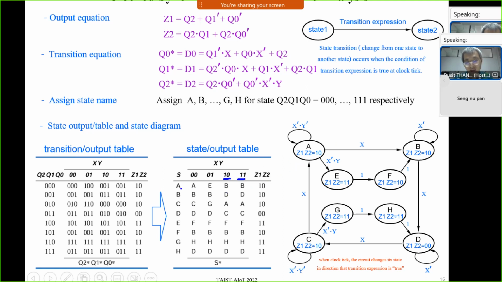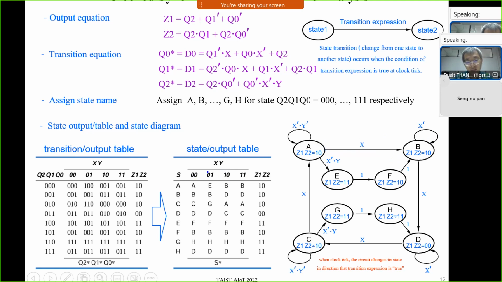For example, from state A we change to state B. This case is when x is 1, y is 0, or x is 1, y is 1. That means if x is 1, we will change from A to B, right? So you can write this condition by variable x. That means if the input xy makes this condition true, for example, if input xy is 1, 0, x is 1, the condition becomes true, right? So when the clock ticks, we change from A to B.